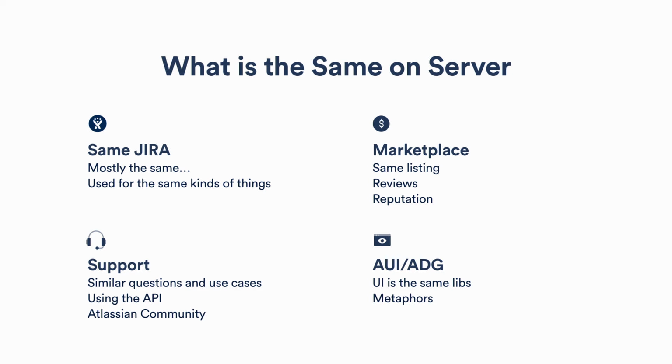Support's generally similar. You have similar questions and use cases. As John said to a customer, it's just the same Jira. Also, they have a lot of questions about how to use the product, how to use the API. This is common on server and the cloud. You also have the Atlassian community. People ask questions on there. The support comes through the same channels generally. A commonality also is the AUI and ADG libraries. The UI is the same libraries, the same metaphors, generally the same.